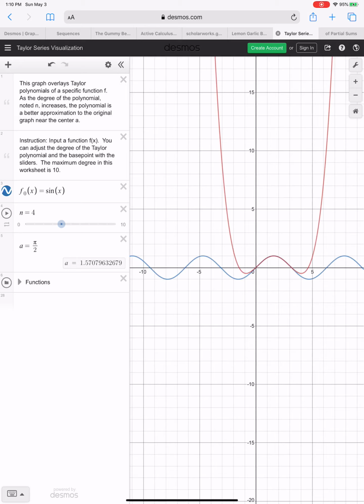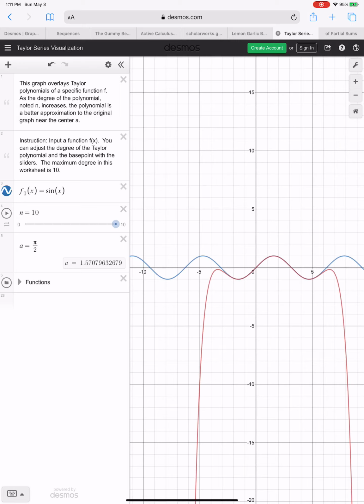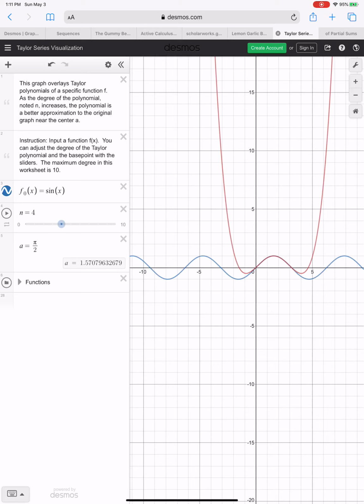So the additional wiggles with a degree 4 polynomial allow the polynomial to wiggle more with the sine function, right? And of course, as I would bump this up, as we go up by 2's, right, you can see the function hugging the graph better and better. So what we calculated here is the degree 4 polynomial.